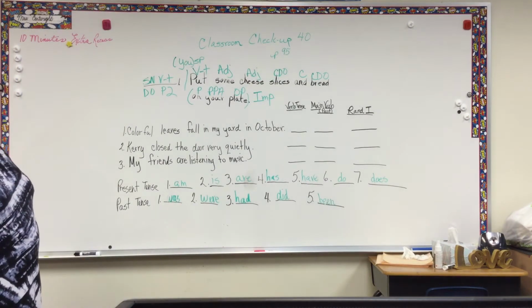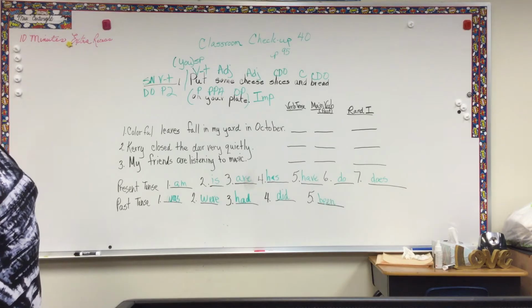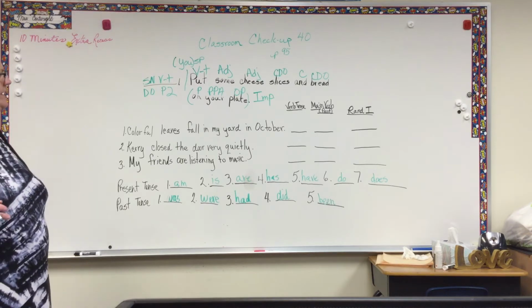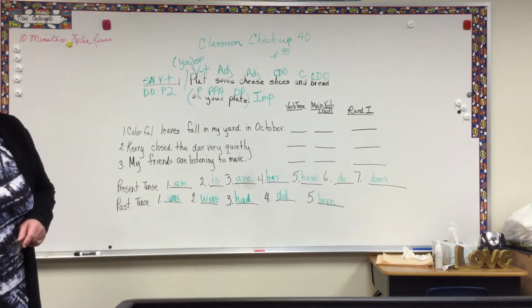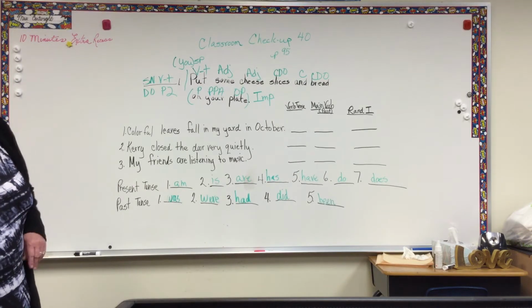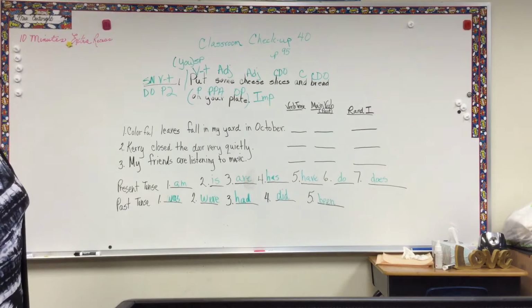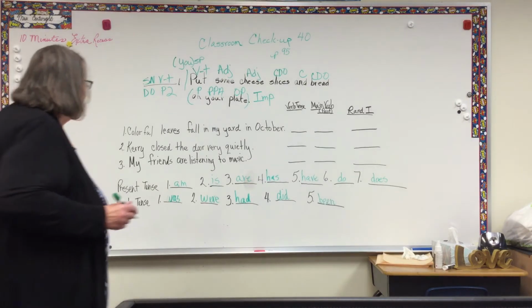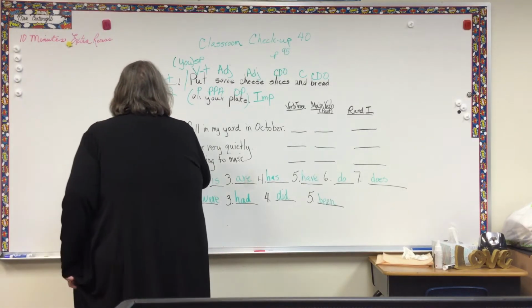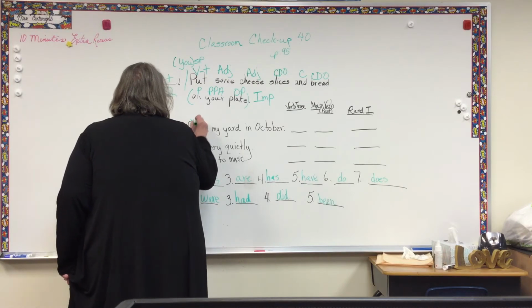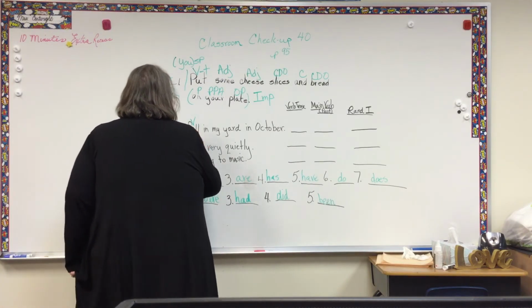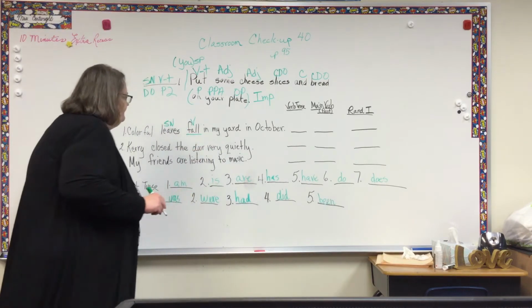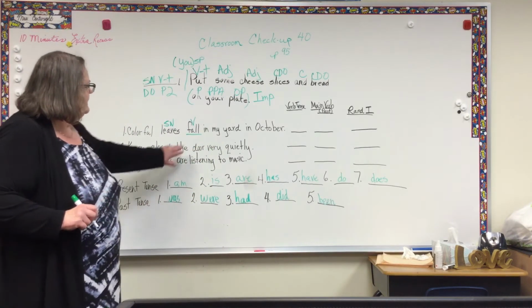Now let's look at the first sentence. Colorful leaves fell in my yard in October. Now I gotta find the verb first. Make sure I got the right verb. So I say, what fell in my yard in October? Leaves, subject noun. What's being said about leaves? Leaves fell. So there's my verb. So now I need to underline.